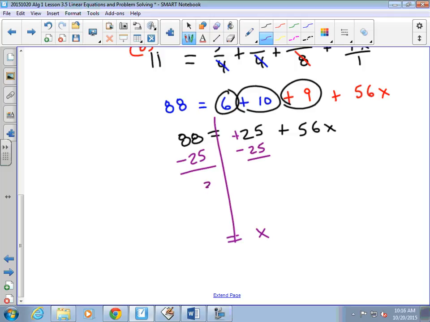8 minus 5 is 3. 8 minus 2 is 6. So 63 equals 56x. How do I get x by itself now? Divide by what? What do I do to the other side? The same thing, divide by 56.